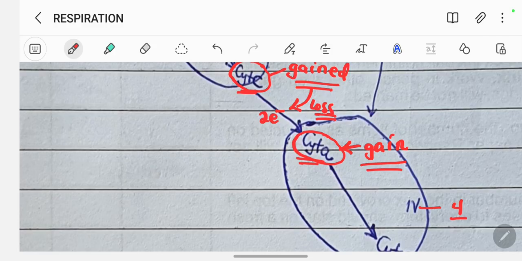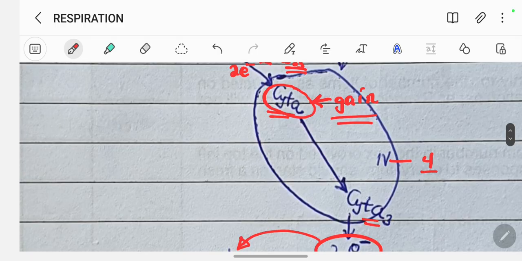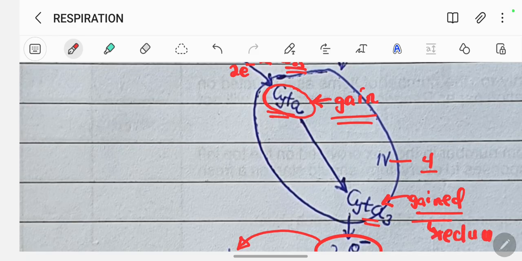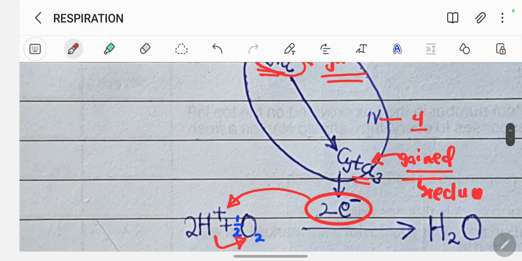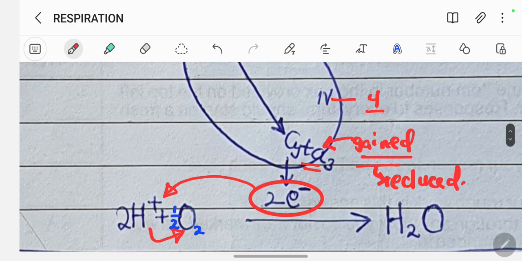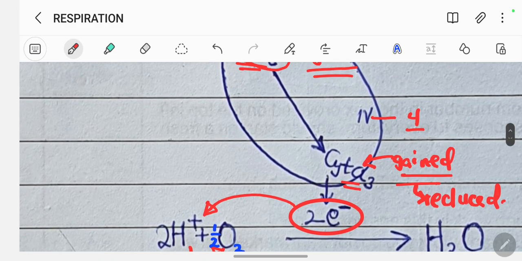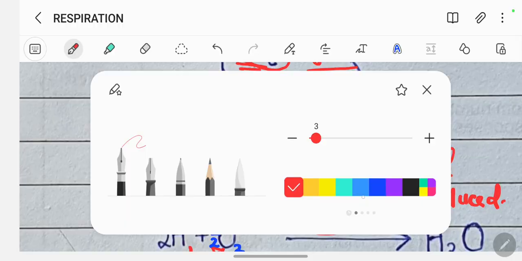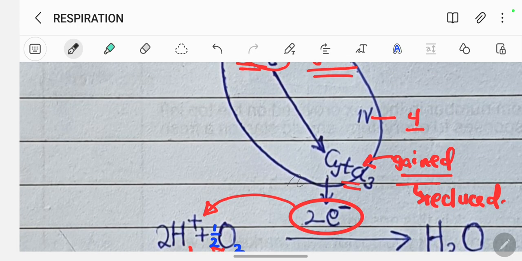As cytochrome A submits those electrons to cytochrome A3, we shall say cytochrome A3 has gained. Therefore, cytochrome A3 is now reduced. So, as it's now reduced, this cytochrome is going to lose those electrons and we shall say that it's getting oxidized.